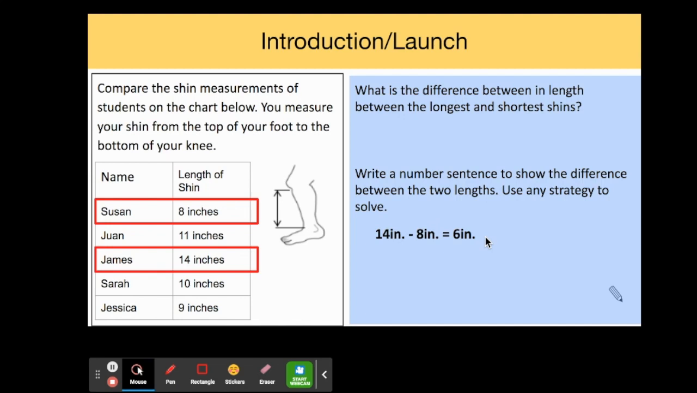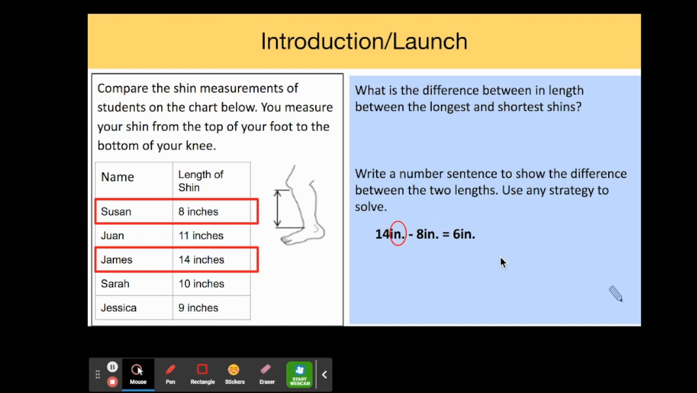Notice that I included the letters IN after each number in the number sentence. In math, and especially when you are solving equations involving measurement, it is extremely important to include the units. You must indicate if you're working with inches, centimeters, feet, or yards.